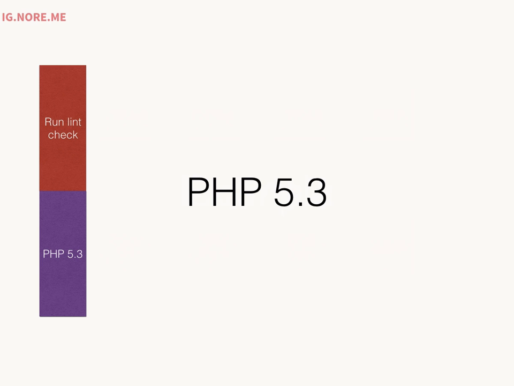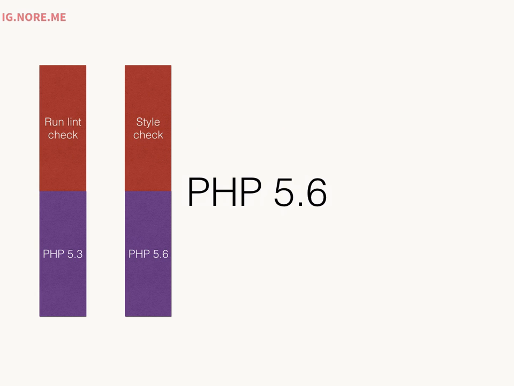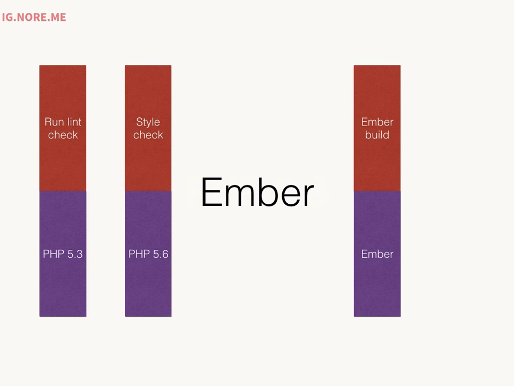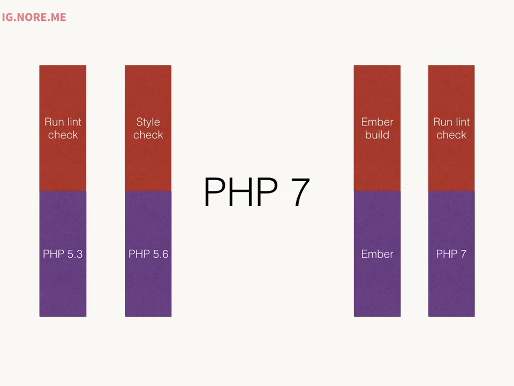Well, things like the lint checks, the PHP units, all of those, you would run on a PHP 5.3 container. But style checks and other things where the PHP version matters less, we could run on PHP 5.6, for example. The same goes then for the Ember build. For that, we would use an Ember container. And if we wanted to future-proof it, we could run the lint checks and PHP unit and things like that on PHP 7 as well, just in case the client decides to upgrade the servers.